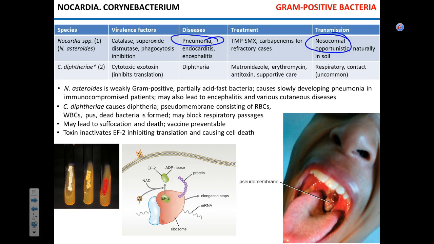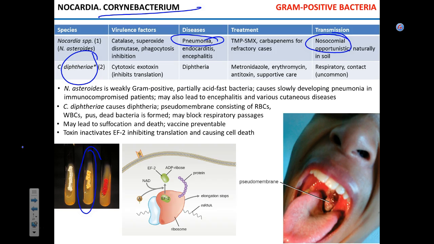Okay, it's also an acid-fast bacteria, so it's weakly acid-fast bacteria. So essentially, in healthy people, you can see the yellow nocardia colonies here in that illustration. In healthy, immunocompetent people, nocardia doesn't pose a serious risk to the health. Unlike CORYNEBACTERIUM, diphtheria.